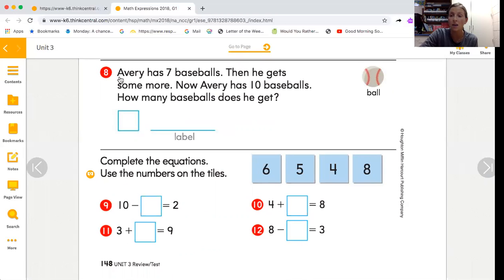Make sure you're listening. It's telling you exactly what you need to write, and it is giving you the clue to the unknown. Avery has 7 baseballs. Then he gets some more. Now Avery has 10 baseballs. How many baseballs does he get? Go ahead, pause to solve, and we'll move on to the next problem.